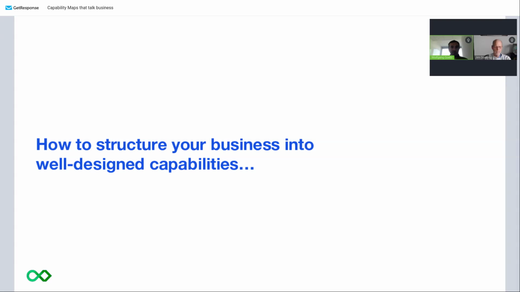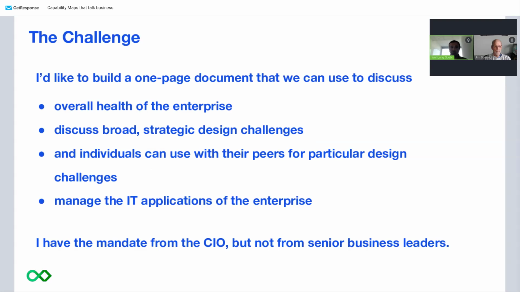But the basic structure, so the million-dollar question is, how can we structure your business into well-designed capabilities? Are there any guidelines that are independent from whether you start bottom up or top down? So imagine the situation, you're an enterprise architect and you want to design a well-designed capability. And you want to design it not only to manage the IT applications of the enterprise, maybe that's a slight shift in mindset.